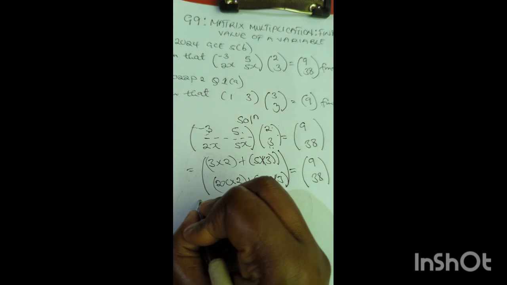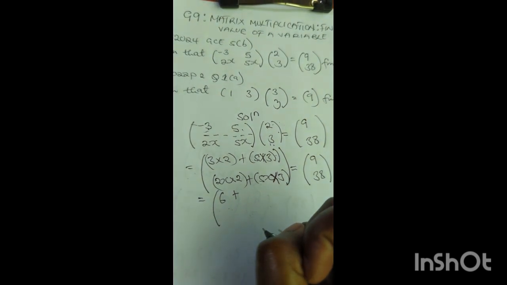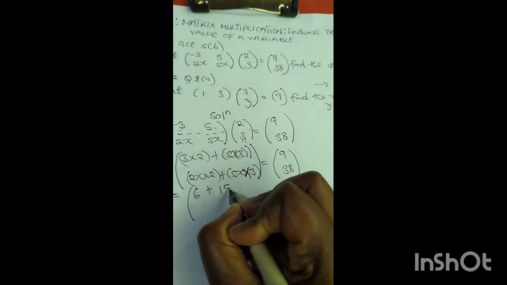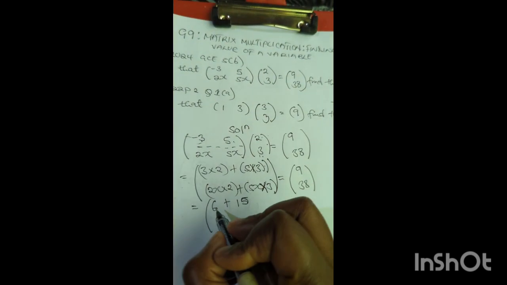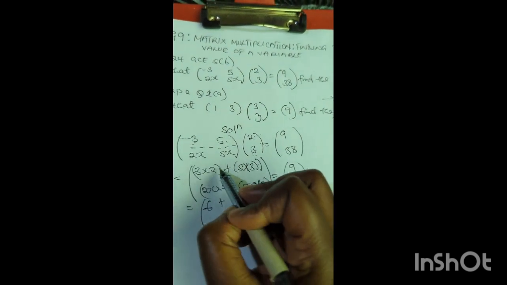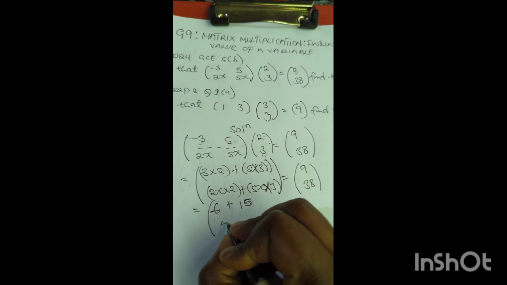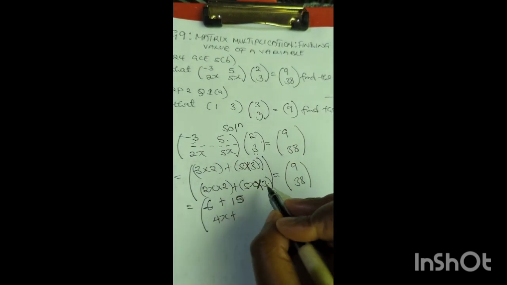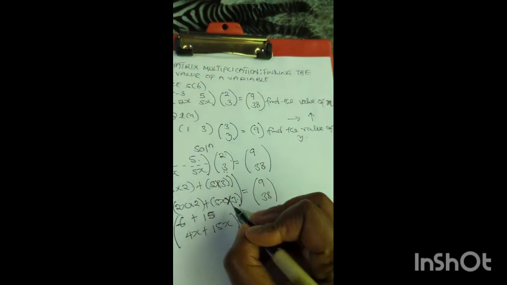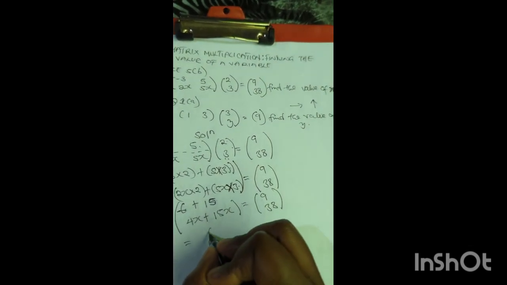So 3 by 2 will give us what? 6 plus this 5 by 3, 5 by 3 is 15. Okay, sorry, this is negative. I forgot the negative. The 3 here is negative. So negative 3 by 2, negative 6. And then this by this, 15. Then 2 by 2x, this is 4x, plus 5x by 3, this is 15x. And then this whole thing now is equal to 9 and 38. So let's see if it's actually matching. We're just equating.